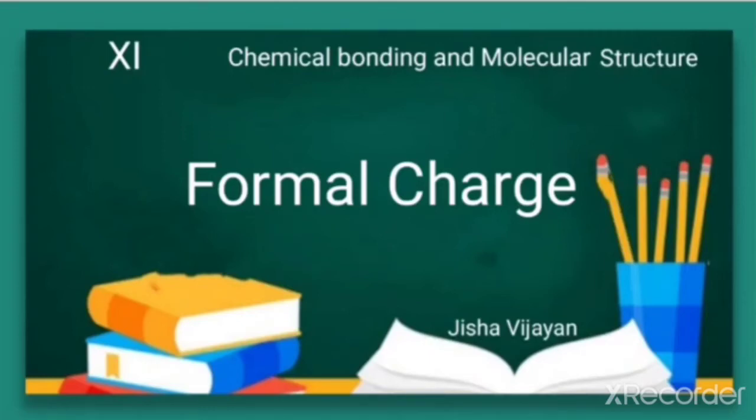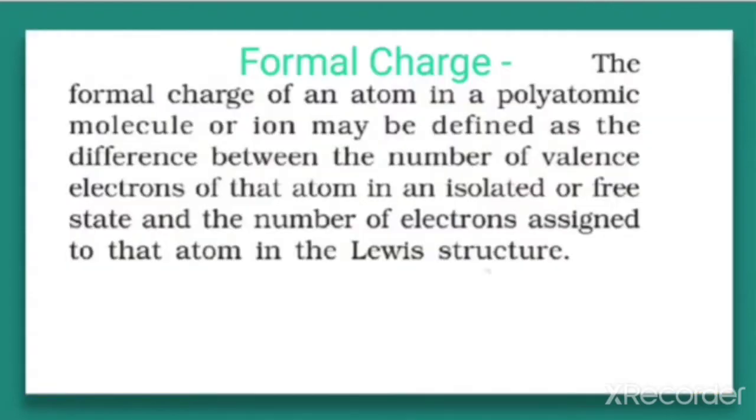Hello students, let us discuss formal charge in the chapter Chemical Bonding and Molecular Structure. As we have learned, polyatomic ions have some charges, that is, a net charge is possessed by the ion as a whole, not by a particular atom. So, formal charge gives the number of electrons which each atom owns. Let us define formal charge.